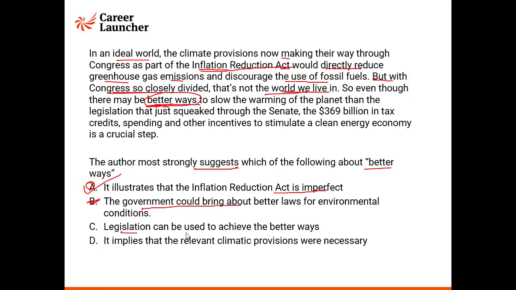Government is the one bringing legislation. Legislation can be used to achieve better ways. It is through legislation only, and it implies they were necessary. That's not what "better ways" implies, that they're necessary or not.